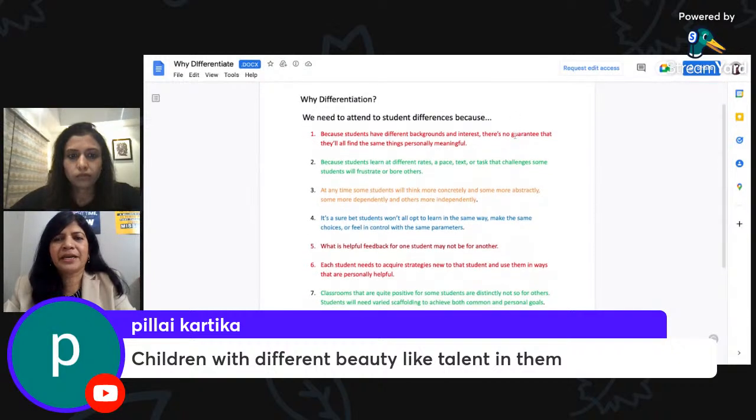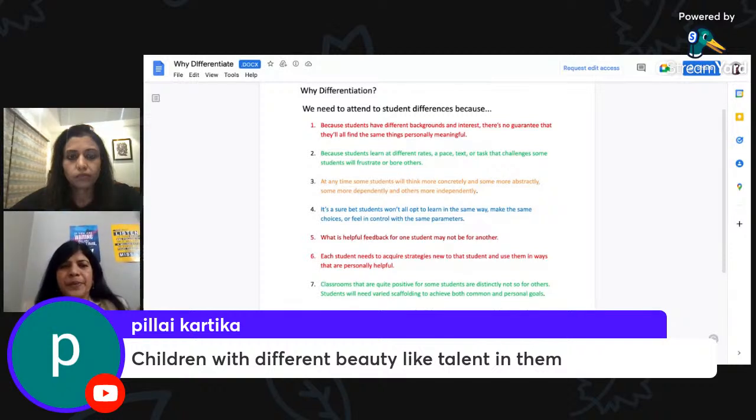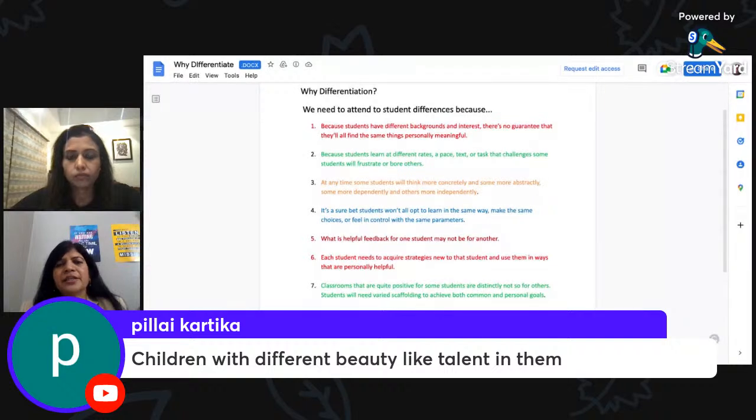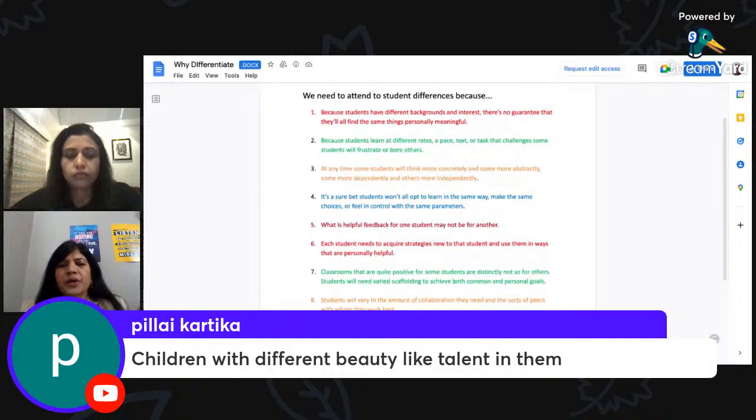Because students have different backgrounds and interests, there is no guarantee that they all find the same things personally meaningful. Because students learn at different rates, pace, text, or task that challenges some students will frustrate or bore others. At any time, some students will think more concretely and some more abstractly, some more dependently and others more independently. It's a sure bet that students won't all opt to learn in the same way, make the same choices, or feel in control with the same parameters.